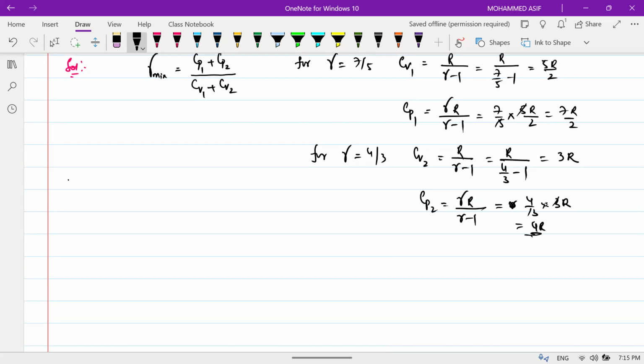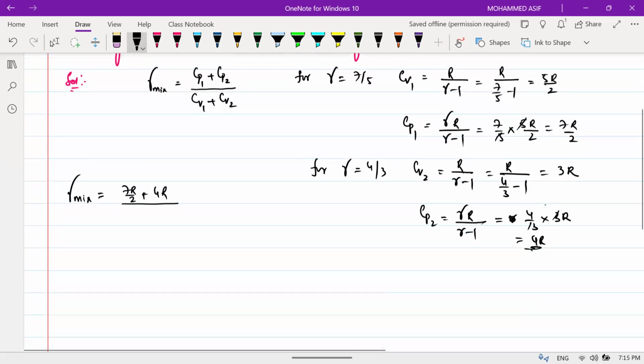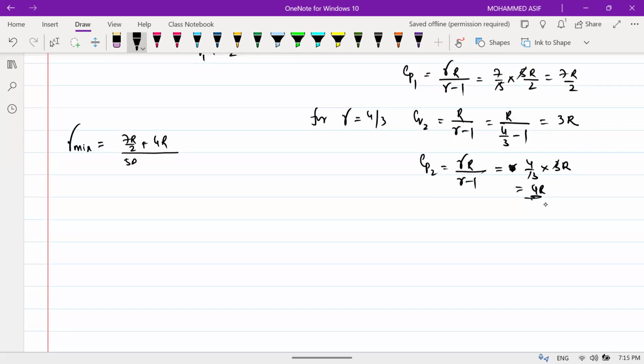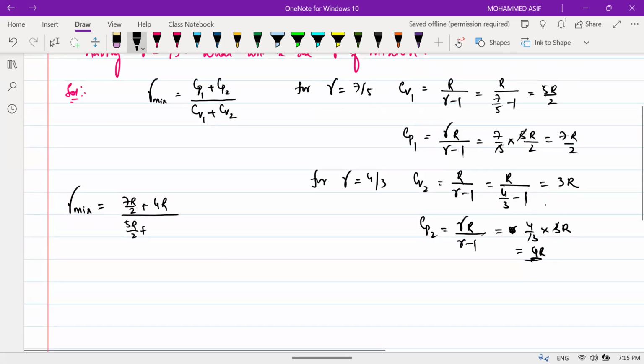So can you see this formula? Gamma of your mixture is equals to Cp1 will be equal to how much beta? Cp1 will be equal to 7R divided by 2 plus Cp2 will be equal to how much for me? 4R divided by Cv1 will be equal to how much I got? Cv1 is 5R divided by 2. So this is 5R divided by 2 plus of your Cv2. Cv2 is how much for me? 3R. Simplify this one, see how much I'm getting.